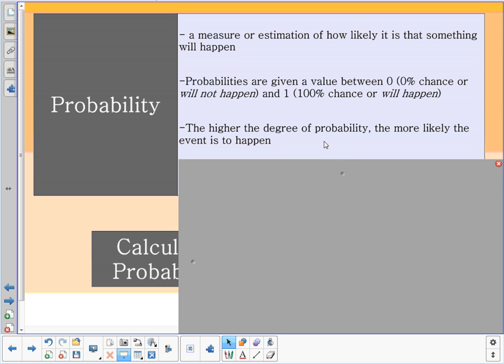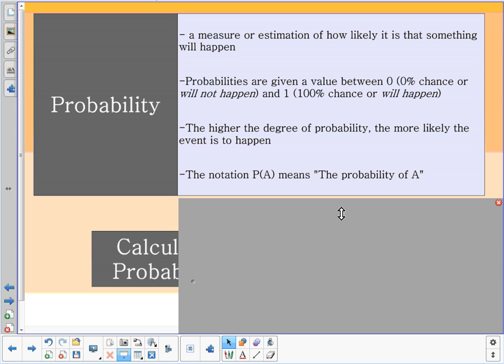The higher the degree of the probability, the more likely it is to happen. So basically, the closer you get to 1, the more likely it is that it will occur. And there's some notation that we use. P of A is how we read that. P of A is the probability of A, or the probability of whatever event A is representing.